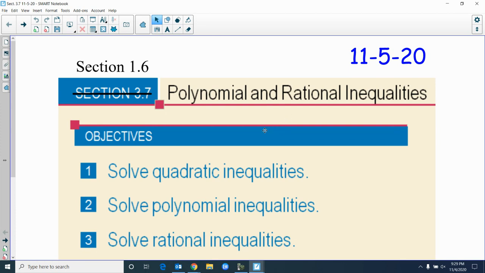Go through this. This is section, actually it's now 1.6. It used to be section 3.7. They just shifted it in the book. It's still something that we need to cover.